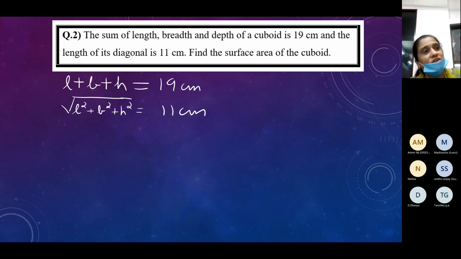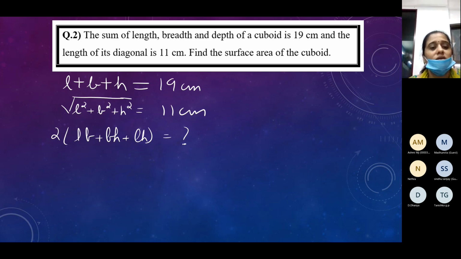We need to find the surface area of the cuboid. That means we'll have to find 2 of LB plus BH plus LH. Have I written it correctly, children? L plus B plus H is 19. Diagonal, so root of L square plus B square plus H square is 11. And 2 of LB plus BH plus LH we should find because total surface area we have to find. Surface area means TSA only.